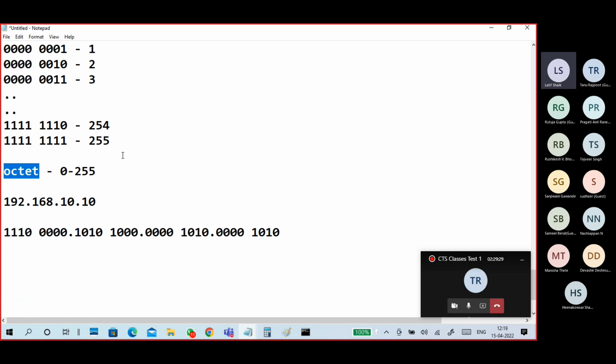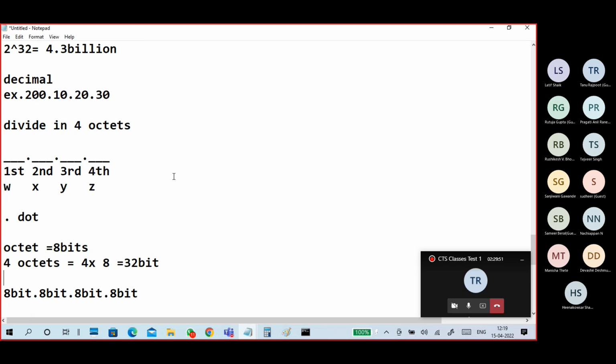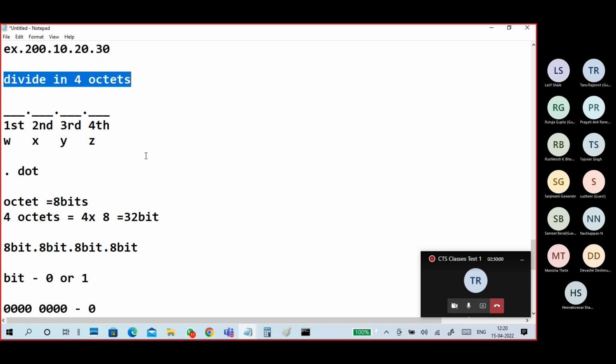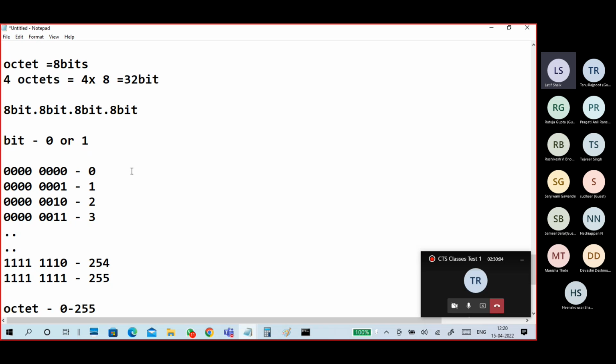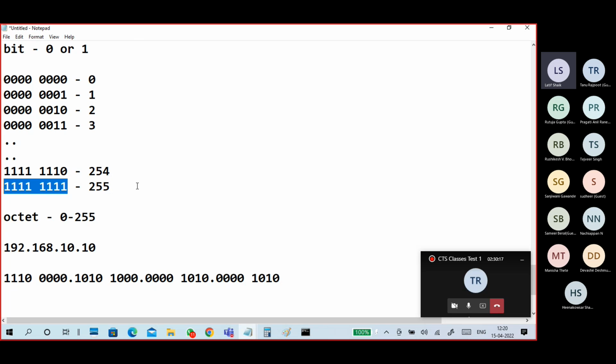Guys, do you understand this octet, 8 bits? Again, everyone is silent. It is divided into 4 octets. Each octet is 8 bits, meaning 8 zeros or ones. Starting number is 8 zeros, which means 0. Next is 1, 2, 3, and it continues. Once all 8 bits become ones, the value is 255. No further. So the size of the octet is 0 to 255.